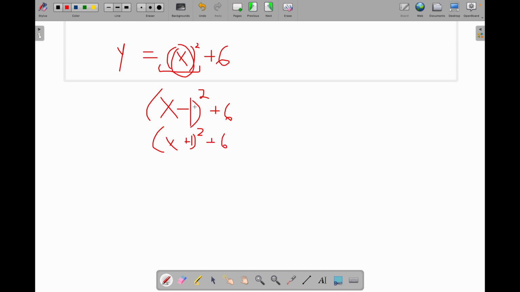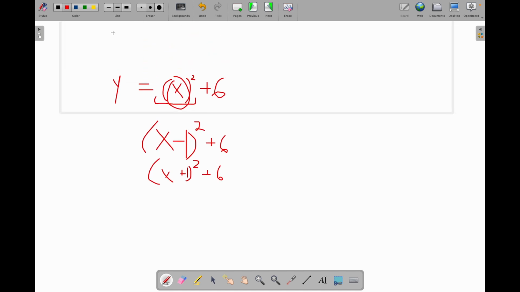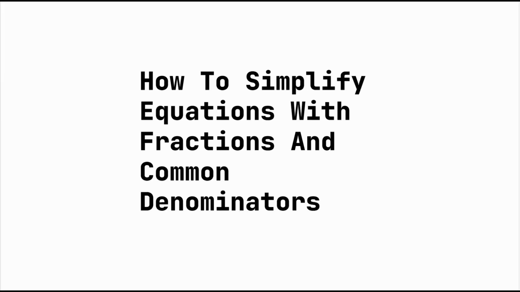So when you subtract something from your x value, that's going to shift it to the right. When you add something to it, it's going to shift it to the left. You just have to think opposite with this. This is basically it.